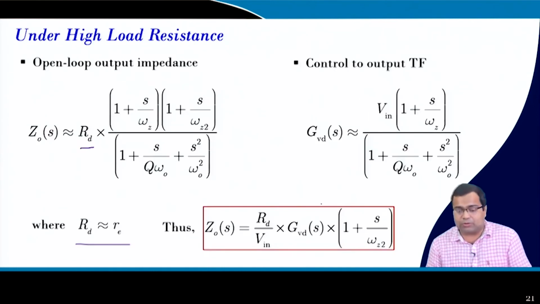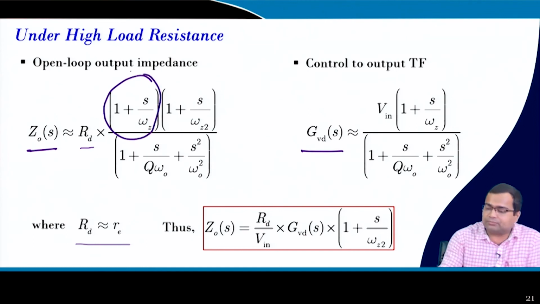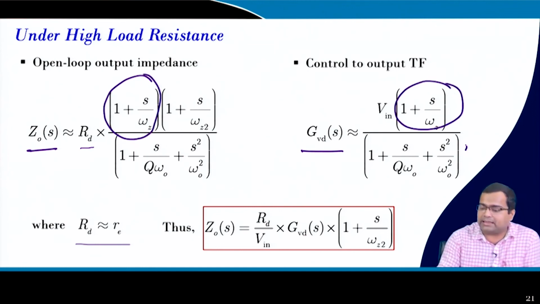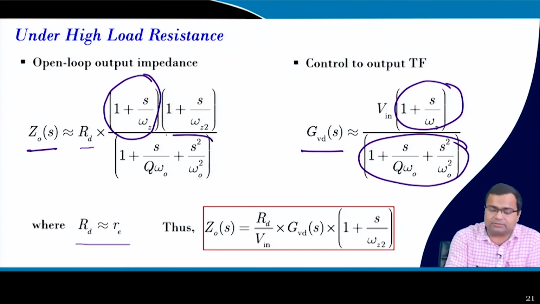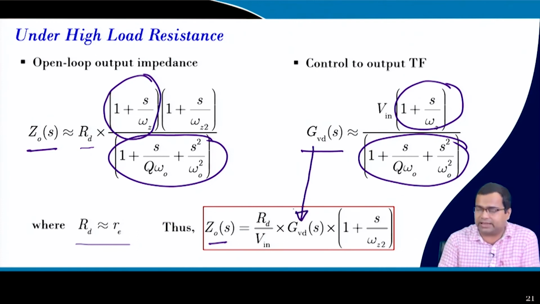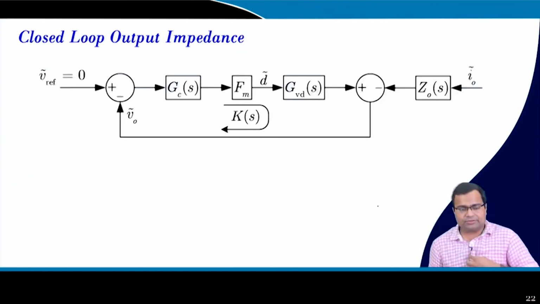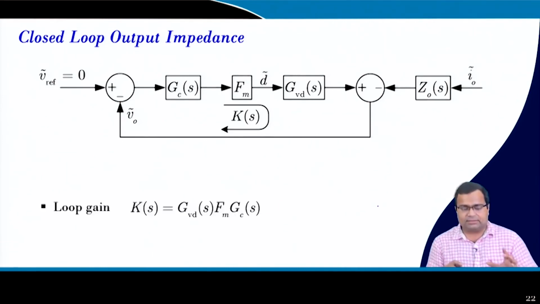So, if you see the expression of the closed loop output impedance and the control to output transfer function, the ESR zero is common and the poles are common. So, we can write the output impedance in terms of the control to output transfer function times that additional zero.